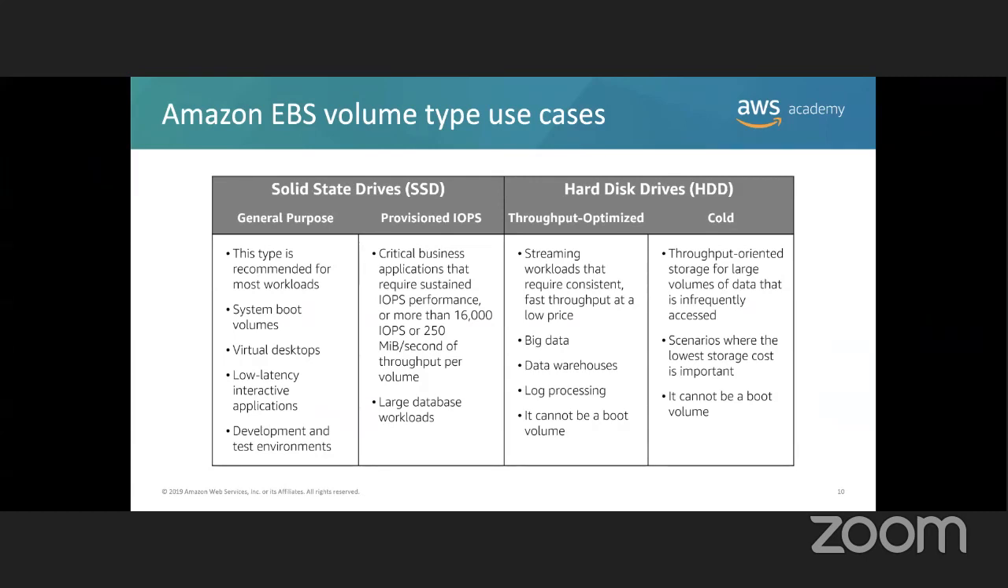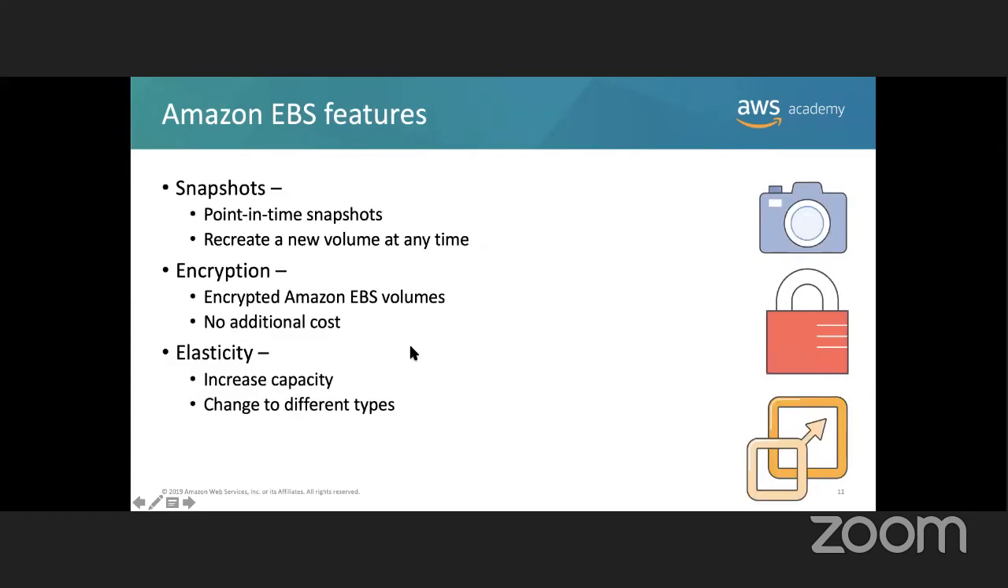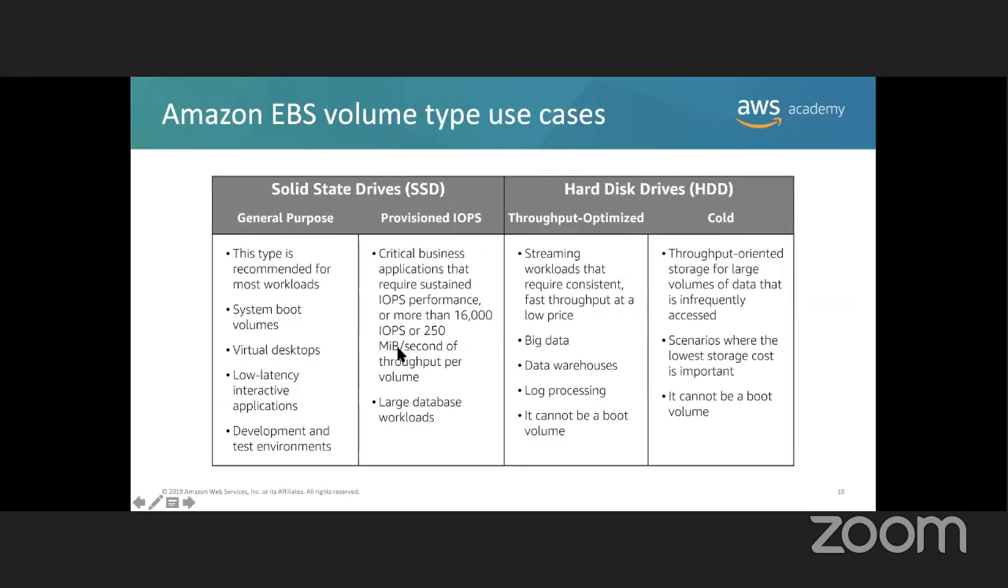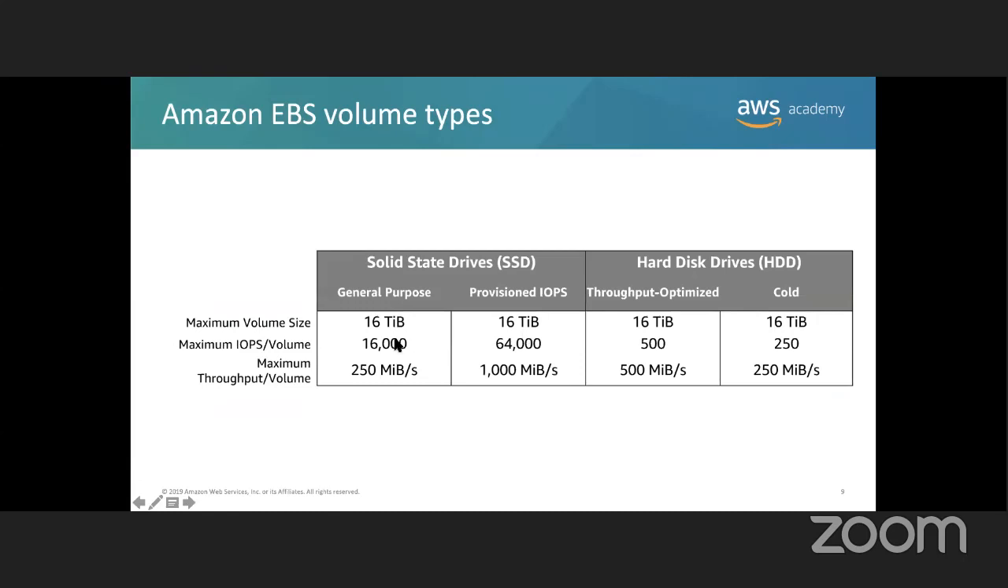Now provisioned IOPS, right? Critical business applications that require sustained IOPS performance, or more than 16,000 IOPS or 250 maybe bytes per second, maybe bits per second. Remember, speed is not bytes, it's bits. So you say maybe bits, not maybe bytes per second of throughput per volume. Okay. Now that's exactly what we saw before. All right. Right here.